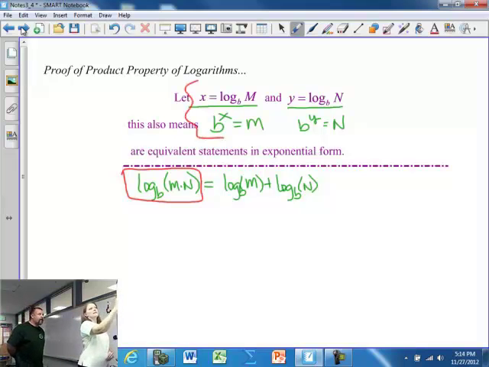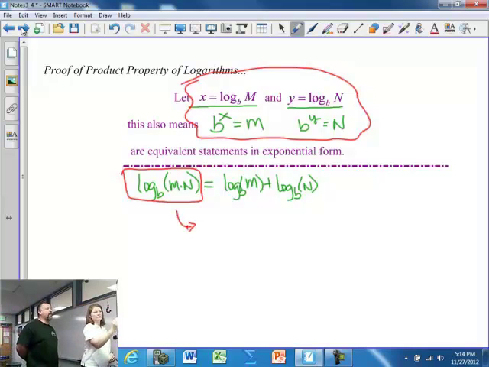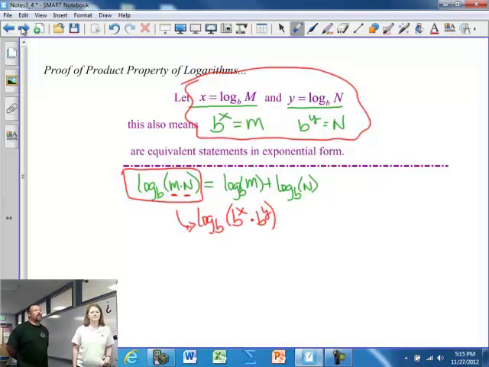We can, however, use all of this information. So when I see the log base b of m times n, I don't really have to use m and n. Why don't we use b to the x and b to the y? Because that's what we said m and n equal. So we're going to have the log base b of b to the x times b to the y. And that's just straight up substitution. Now what? Well, we can simplify the inside of that, because when we multiply two bases that are the same, we add the exponents.